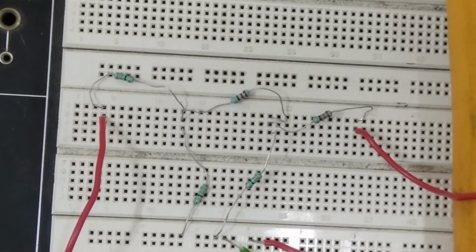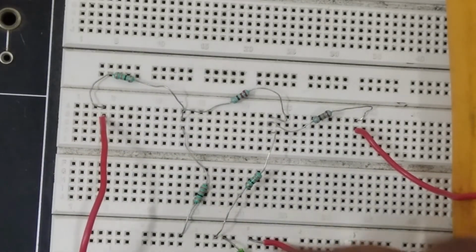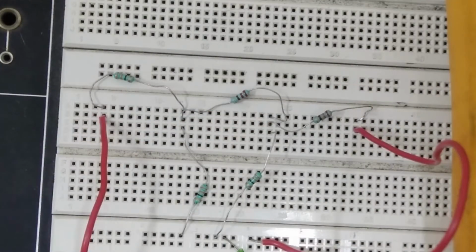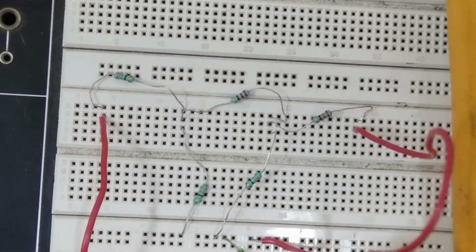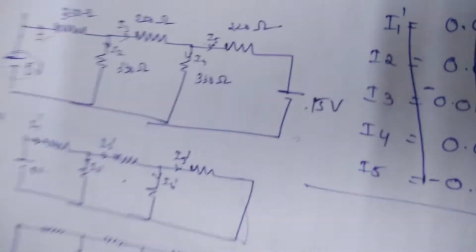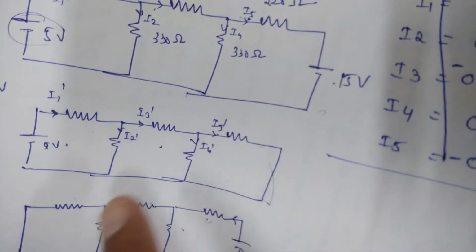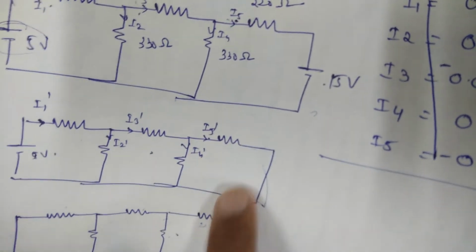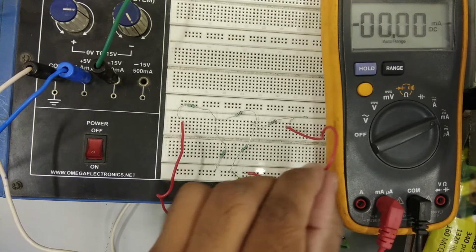Okay, from this you can see we have shorted. So this is shorted, and our circuit will be looking like this. Okay, 5 volt I applied and this is shorted. So this shorted terminal is this.